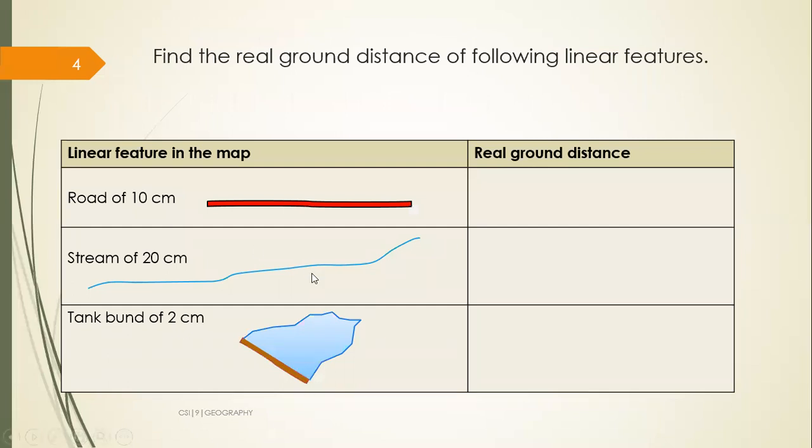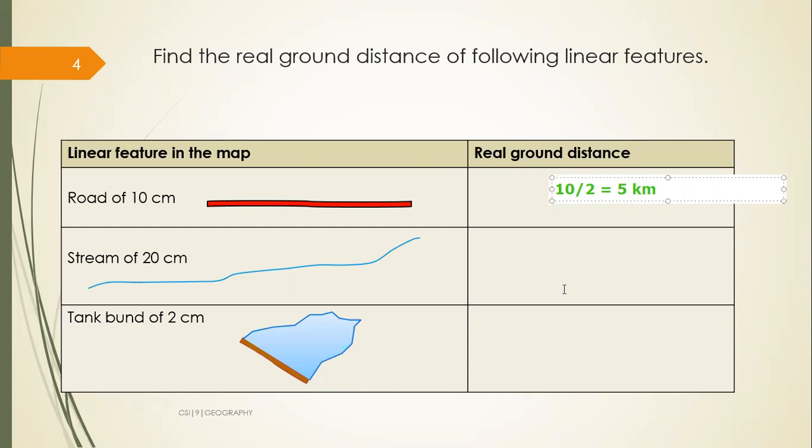some symbols showing some geographic features. This is for the main road. It's about 10 centimeters. So how do you find the real ground distance of this? Real ground distance for 10 centimeters: 10 should be divided by 2, then it's equal to 5. Then 5 kilometers.